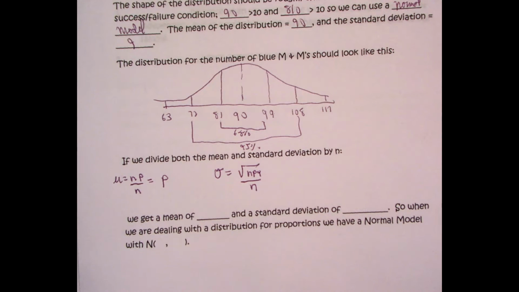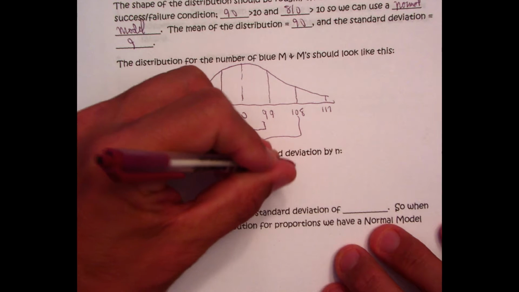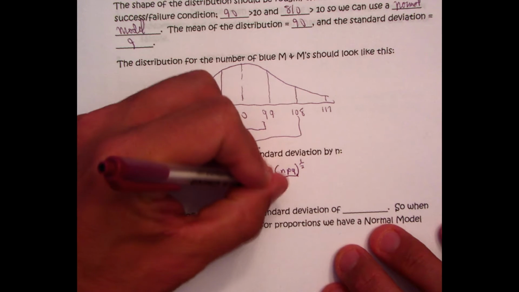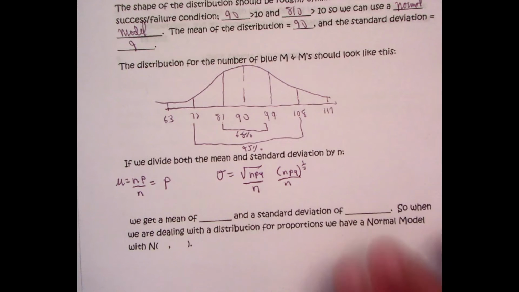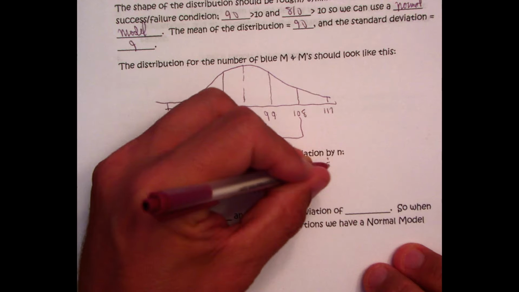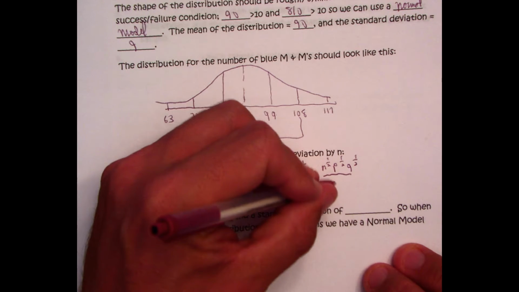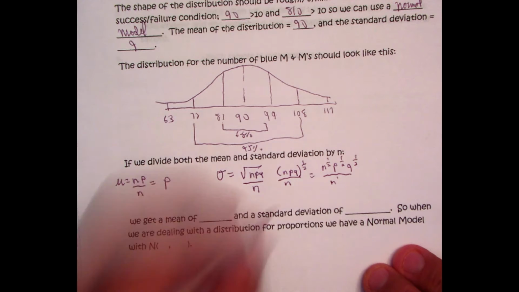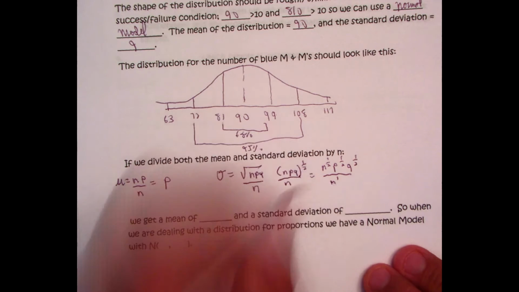Now, back in Algebra 2 you learned that a square root was a 1/2 power. So this is really (npq) to the 1/2 power divided by n. Well, you basically have 3 variables in this expression, all raised to the 1/2. So this is really n to the 1/2, p to the 1/2, q to the 1/2 divided by n to the first. And you have an n to the 1/2 over an n to the first.